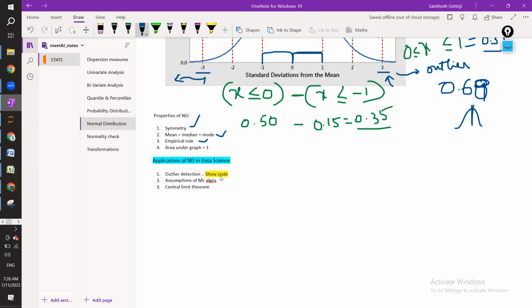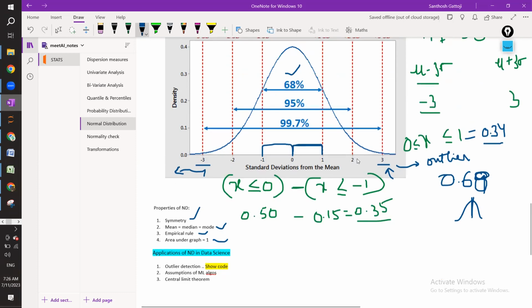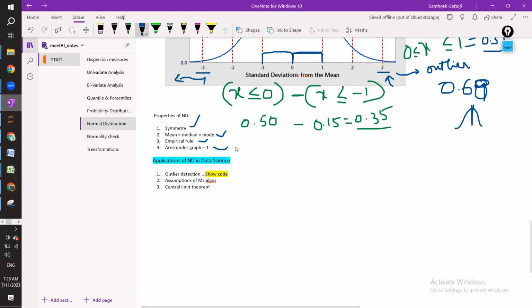And area under the graph will be equal to 1. Agree? Whatever normal distribution you take, the overall area will be equal to 1. And this is also proved using CDF. The maximum value of CDF in all the graphs which you have seen till now will be equal to 1. So these are the 4 properties you need to remember: symmetry, mean equal to median equal to mode, empirical rule can be applied, area under the graph equal to 1.